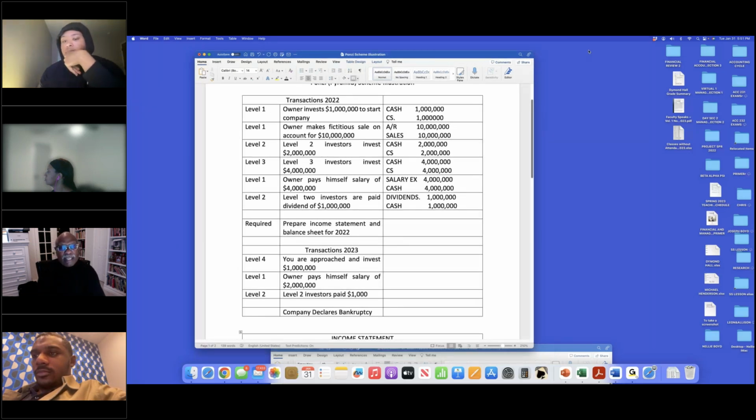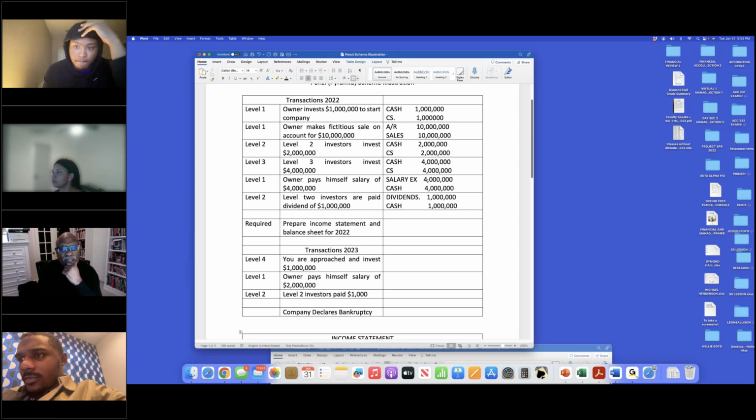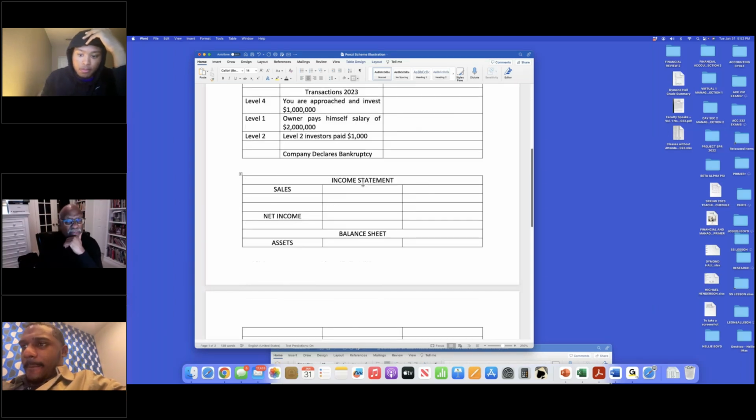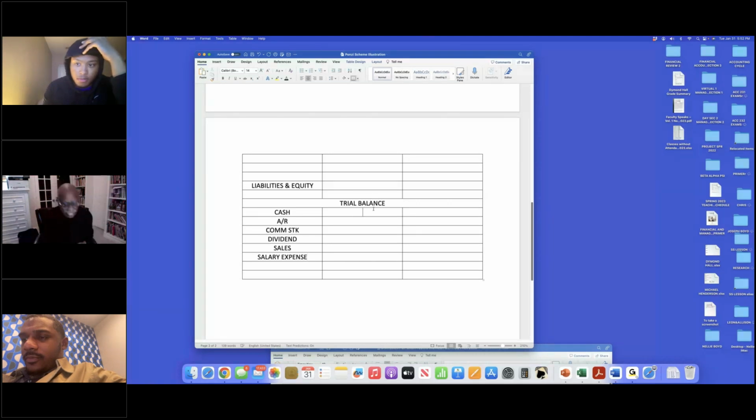So how much cash we got? 1 million, 2 million, 4 million. That's 7 million. Then we paid out what? 4 and 1. So how much cash we got left? 2 million. 2 million on the debit side.